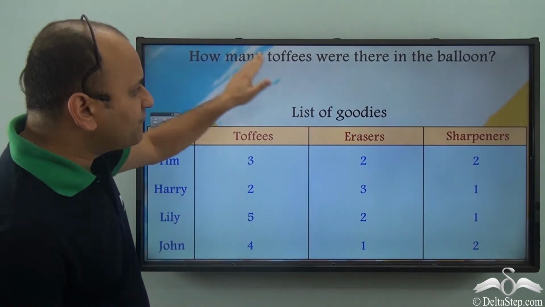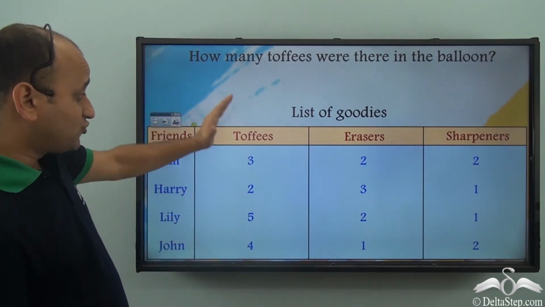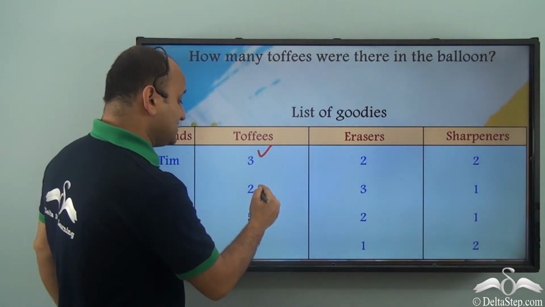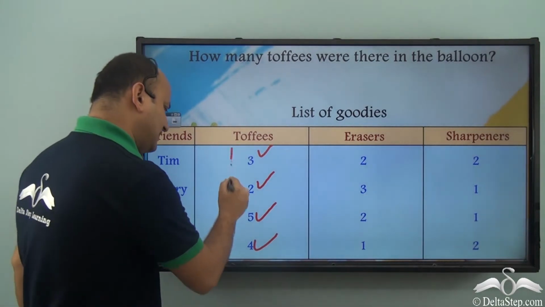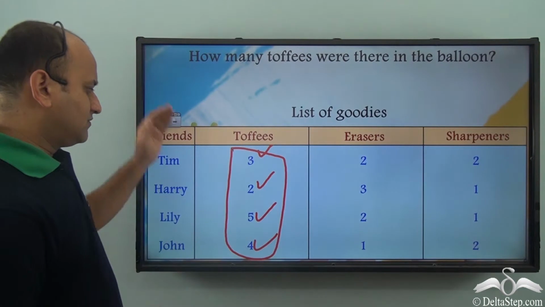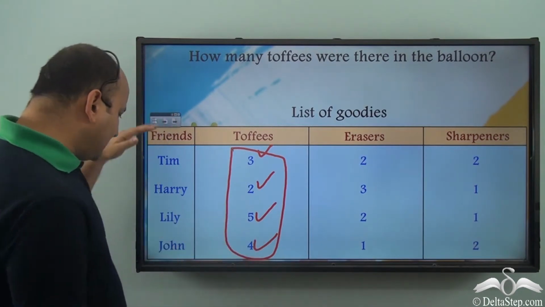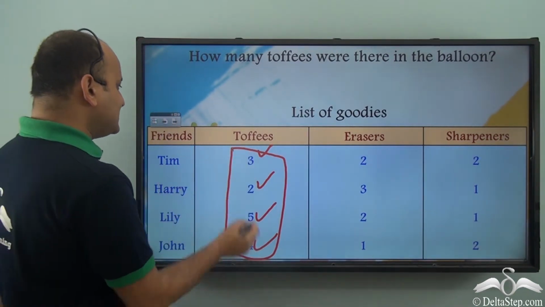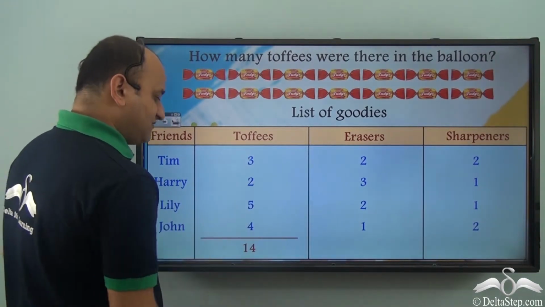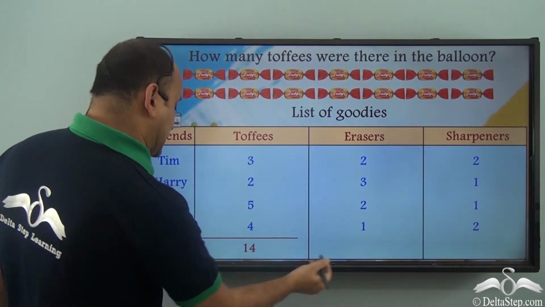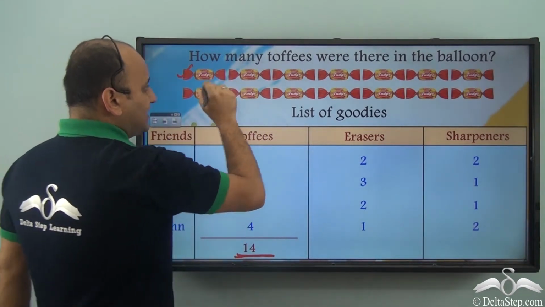Now, how many toffees were there in the balloon? Now, using the same principle, what do you find? Well, in the case of toffees too, you have individual numbers, that is the individual amount of toffees collected by each of them. But if you add the entire amount, then this will be the total number of toffees that were in the balloon, because all the toffees were collected by these 4. So once we add these numbers, what do we have? 3 plus 2, that is 5, plus 5, that is 10, plus 4, that is 14. So 14. You have 14 toffees.